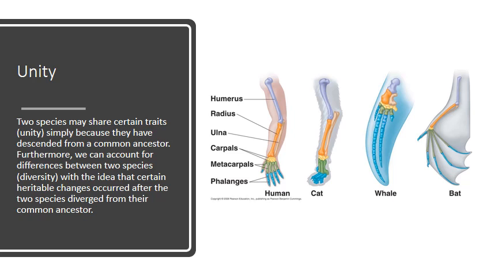So most organisms are tied together. There's a unity to life. They share certain traits because they have descended from a common ancestor. If you look, we've got humans, cats, whales, and bats. We all have pretty much the same basic structures in our arms. And you all know that when you look at a cat, their front legs are their arms, right? I mean, all of us are like, they're all legs, but that's their hand. Anyway, you've got the same phalanges. You've got the same metacarpals in all of these organisms because we all descended from a common ancestor.